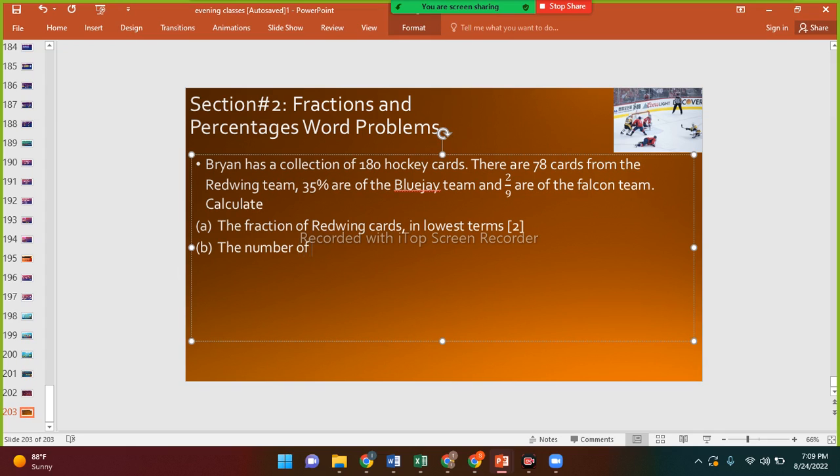The next thing we want to do is figure out the number of Blue Jay cards. That's also worth 2 points. And the last thing we want to do is figure out the number of Falcon cards. Okay.